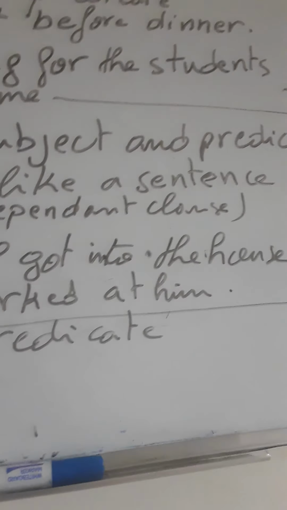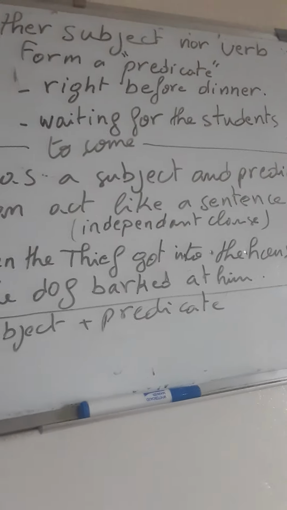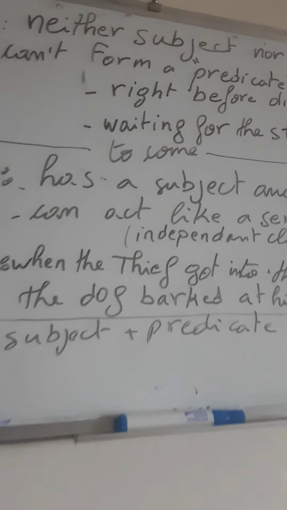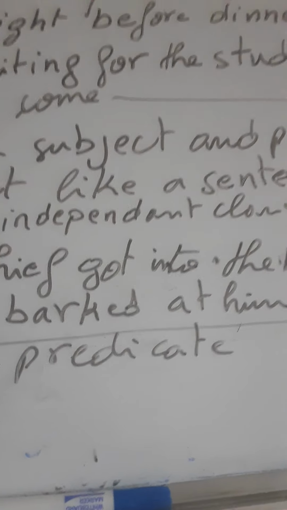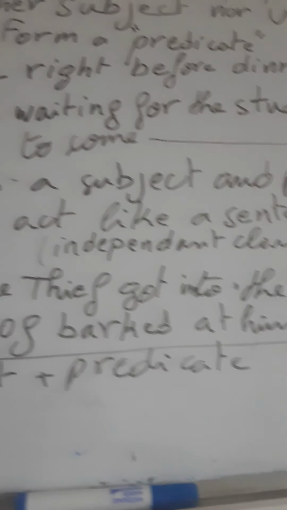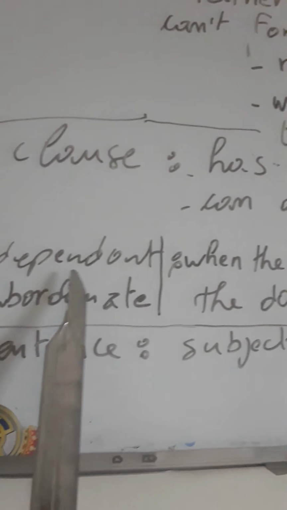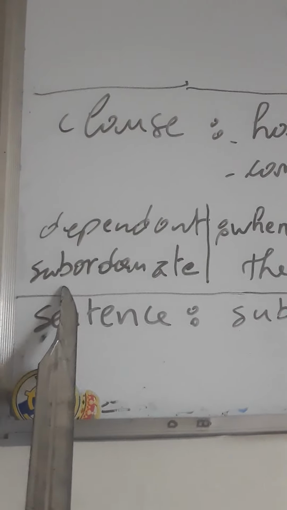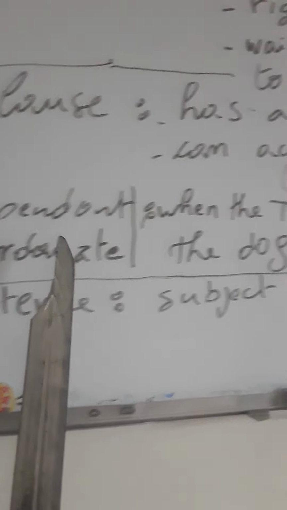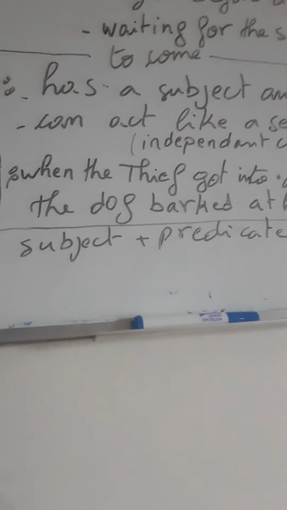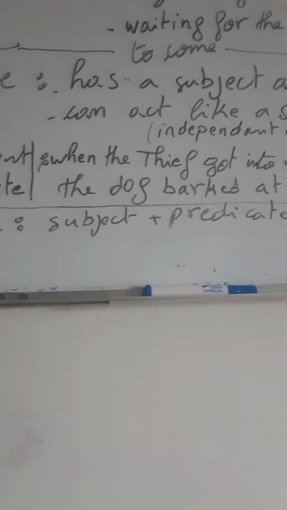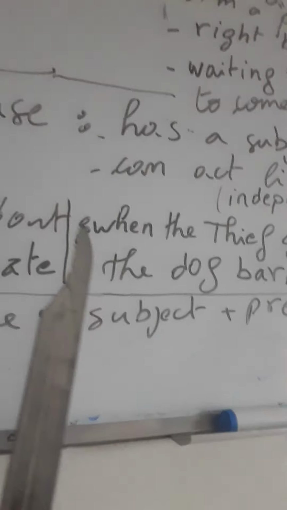Here we will see a sentence, a subject and a predicate. So it can act like a sentence, and we call it an independent clause. Sometimes it cannot act like a sentence. It can't when it's dependent, when the meaning is not full. That's why we call it subordinate. Here, I'll give the example. Then we will see the difference between a phrase and a clause.